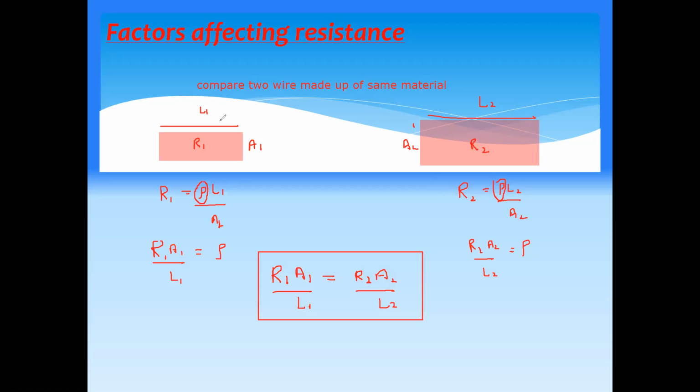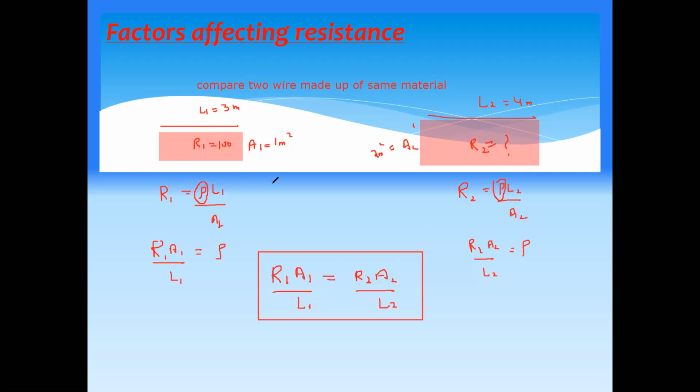If I say this length was 3 meters, area was 1 meter square, and resistance is 100. Then we change the length to 4 meters. The cross-sectional area is now 2 meters square. And we want to find the resistance. So if there are two wires in the question, they should mention that the two wires are made up of the same material. Then directly you can use this formula R1 A1 over L1 equals R2 A2 over L2.